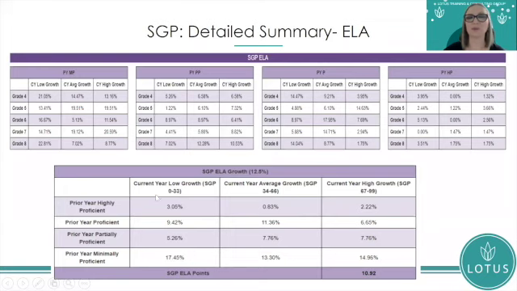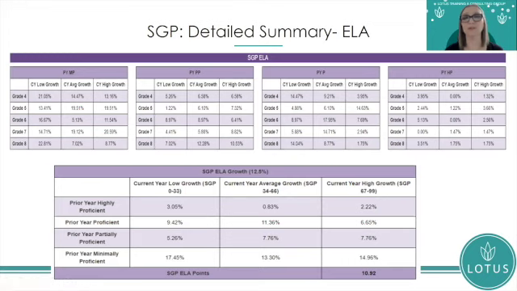Growth is categorized as low, average or typical, or high growth, and these are the growth percentile ranges. 0 to 33 gets you low growth, 34 to 66 gets you average growth, and 67 to 99 gets you high growth. In the growth model, the students who are minimally proficient and making high growth, in this bottom right-hand corner, earn you 2 points for every 1 point that a minimally proficient student making average growth earns.